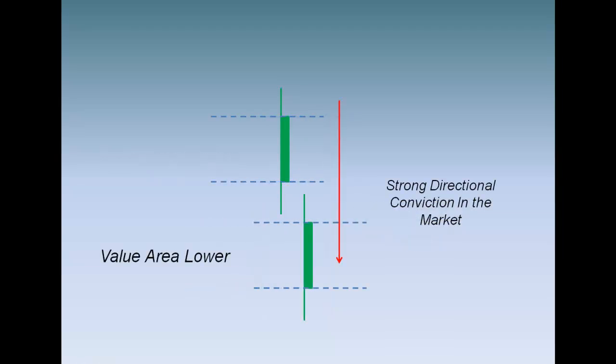Now, the same thing is true if the opposite is occurring. In other words, this is the prior value area. Here's my value area high. Here's my value area low. Here's the prior value area. And then, of course, here's the next or the following value area. And now look at what happened. It really has significantly dropped. So this tells us that there is strong directional conviction in the market to the downside. All right, very simple, very easy.